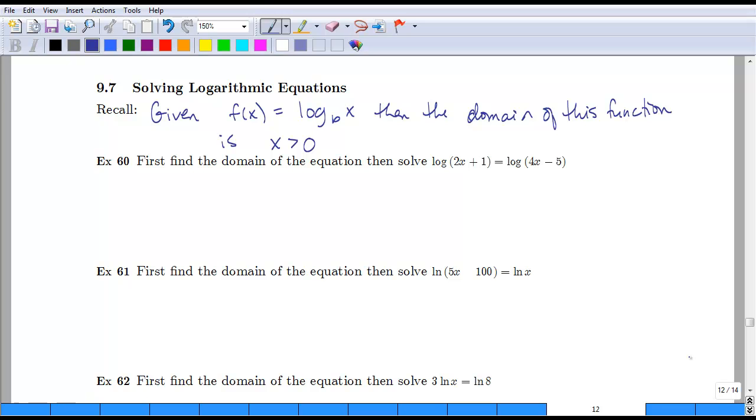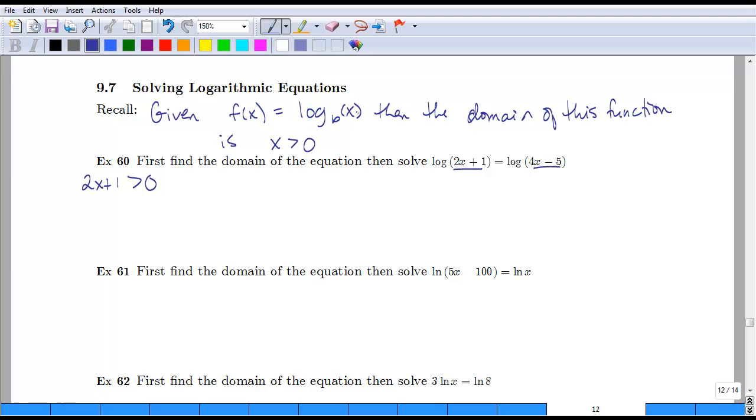First thing we need to do is find the domain of the equation, and then we will talk about how to solve it. So if we want to look at the domain, we need to make sure that both 2x plus 1 and 4x minus 5 are always greater than 0. So we're going to solve both of these inequalities, and then whichever one is less inclusive, we will consider to be our domain. So in this case, if we've got 2x plus 1, we need that whole value. So when we say x here, we mean that whole value.